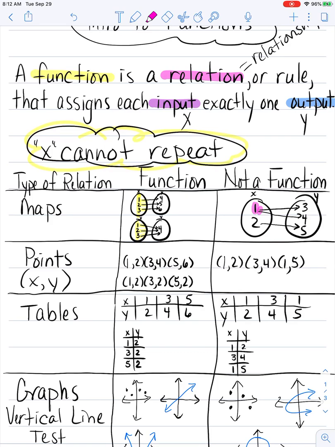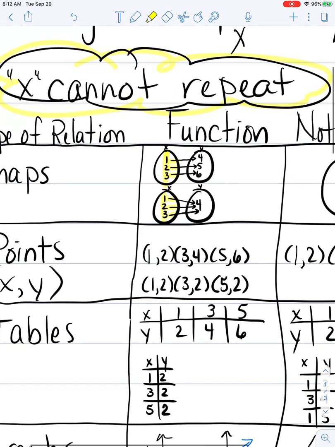So now let's look at points. The first thing I want to remind you of is that points are written x, y. So the first number is our x. So guess which number we're going to look at to decide if it's a function. We're going to look at the x values. So here we have 1, 3, 5. Yes, it's a function. Look at the second set down here.